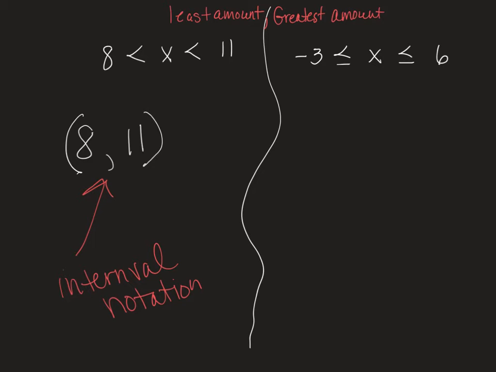All right, so let's look at the next one. Again, least, comma, greatest. The least amount is going to be -3. The largest amount is going to be 6. But in this instance, notice how it's less than or equal to for both. That means we are going to use brackets on both ends.